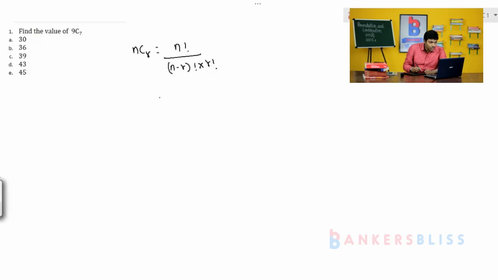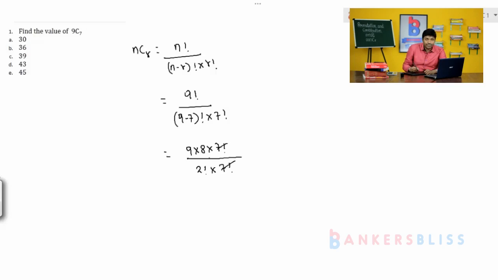So n factorial means 9 factorial divided by 9 minus 7 factorial into 7 factorial. So 9 factorial, 9 into 8 into 7 into 6 into 5 into 4 into 3 into 2 into 1, it is going to come. But I am ending here by writing 7 factorial, because in the denominator also we have 7 factorial. Therefore 7 factorial can be cancelled. Because of that reason I am writing 7 factorial in the numerator. So divided by 2 factorial into 7 factorial.